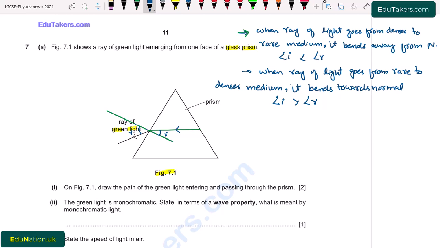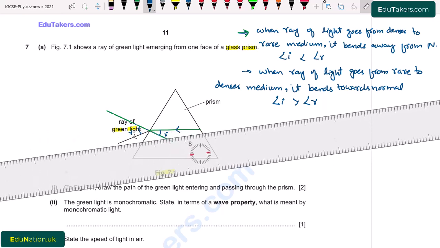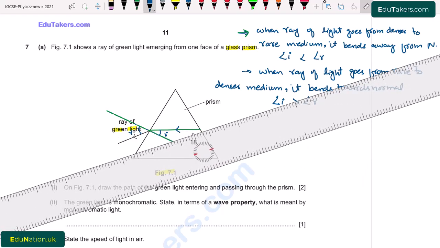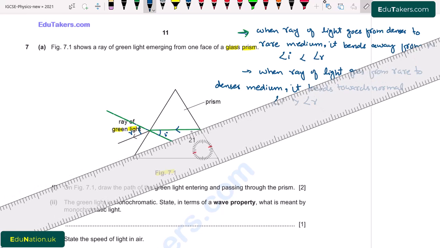So I draw the ray that is passing through the prism. Secondly, I have to draw the incident ray that is incident on the prism. To draw this ray, again I use the same concept. First of all, I draw the normal. Then I set that the ray enters from rare to denser medium and it will bend towards the normal in such a way that the angle of incidence must be larger as compared to the angle of refraction. So first of all, I draw the normal to this surface. So it's the normal to this surface.